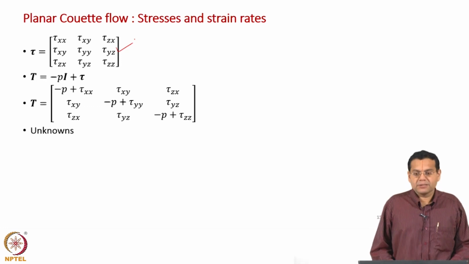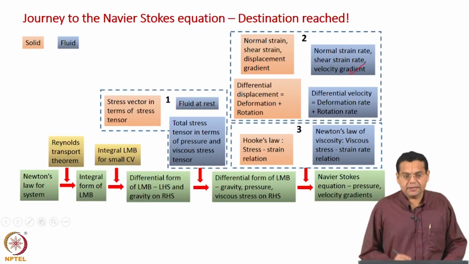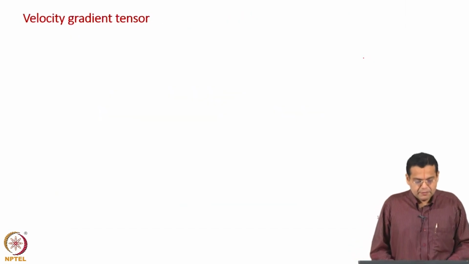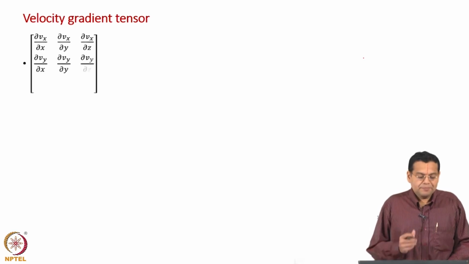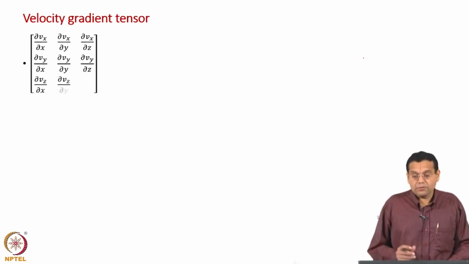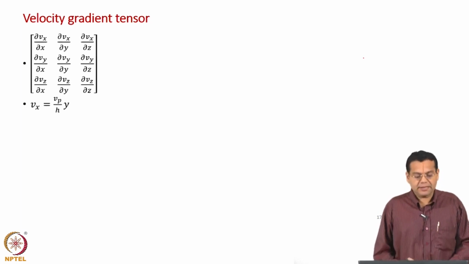So, this is where we began. Point is that at that point they are unknowns, and they are just variables. Now, what did we do next? We discussed strain rate and introduced the velocity gradient tensor. Now we can evaluate the velocity gradient tensor. Why is that? Because we now know the velocity profile, Vx is equal to Vp by h into y, which means I can evaluate the components of the velocity gradient tensor.